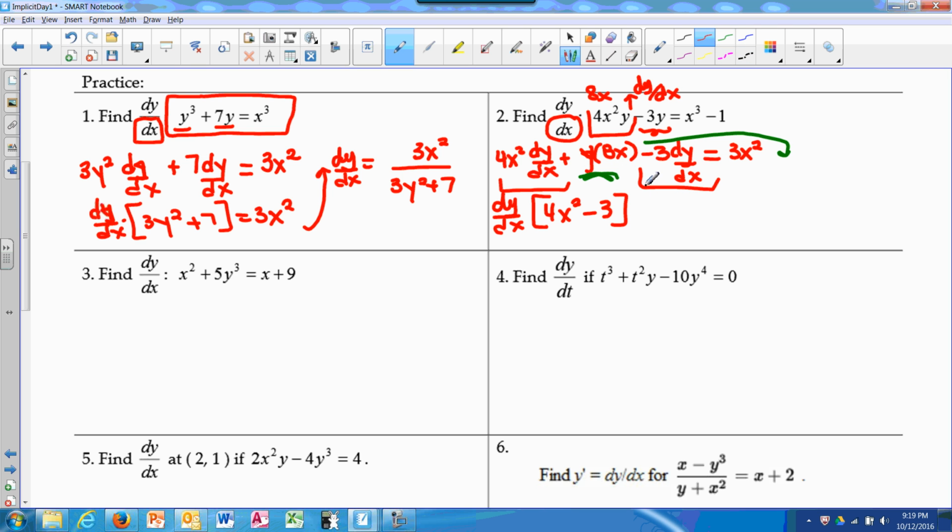When I do that, I end up with a positive 3x squared on that side and minus 8xy. Now the left-hand term is multiplied. To undo that, I'm going to divide by that entire term. So my dy/dx is going to equal the right-hand side divided by the product term from the left-hand side.